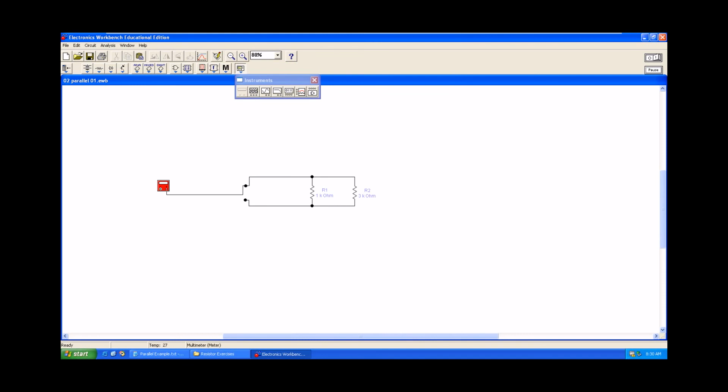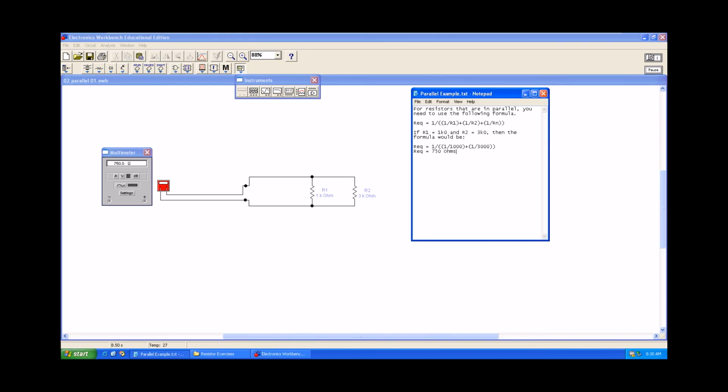So in this example, if we look at R1 equaling 1k ohm and R2 equaling 3k ohms, then the formula would be R equivalent is equal to 1 over (1/1,000 + 1/3,000), which is equal to 750 ohms. Notice that the total equivalence is less than the smallest resistor value. This is always the case.